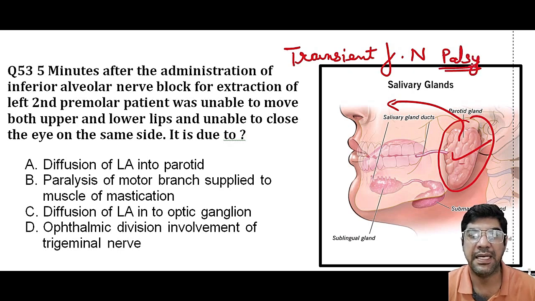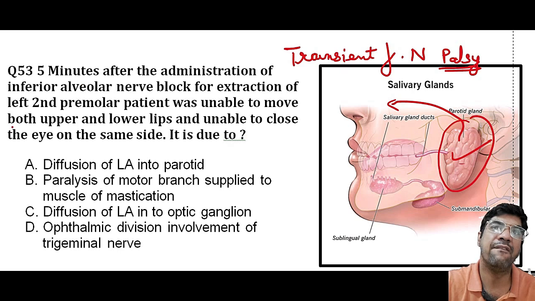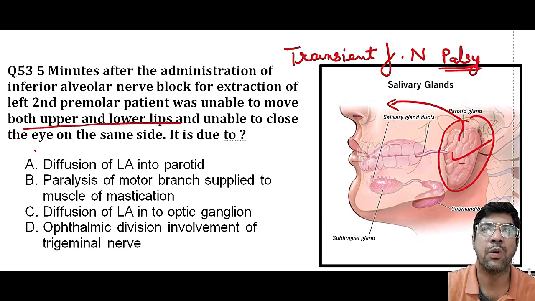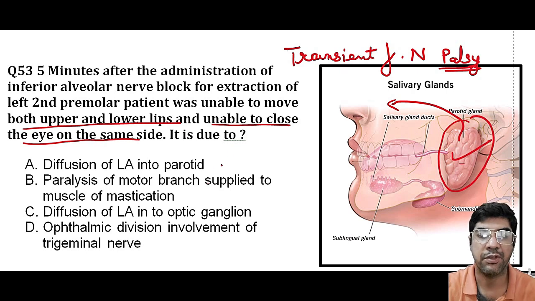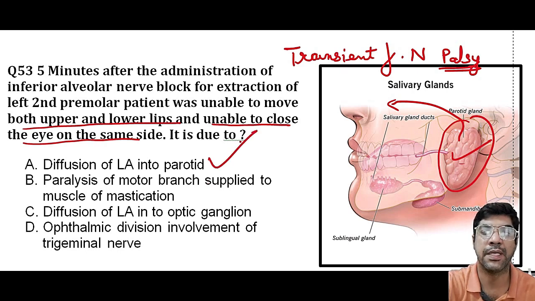So it happens when the needle for the inferior alveolar nerve block is directed posteriorly, causing the tip of the needle to be within the parotid gland. So the LA deposited in this area will affect the facial nerve. The facial nerve will cause temporary palsy of the upper and lower lips and eye, and that is why the patient is unable to close the eye on the same side. So diffusion of the LA into the parotid gland is the answer of choice here.